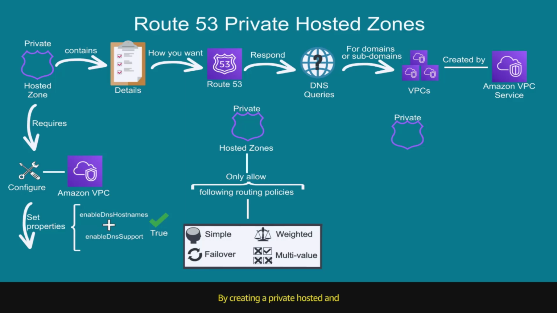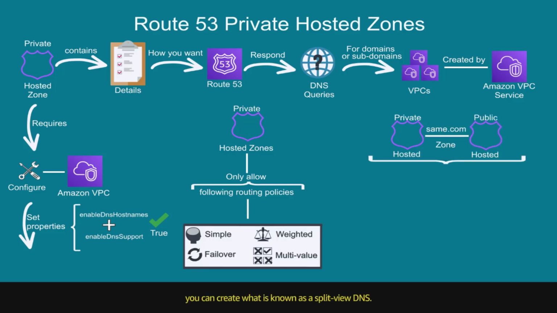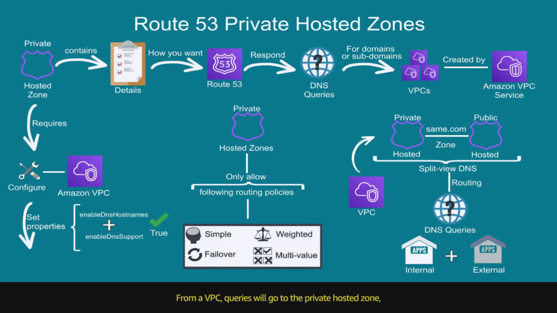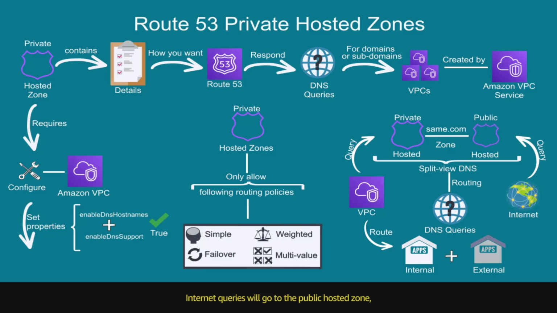By creating a private hosted zone and public hosted zone with the same name, you can create what is known as a split view DNS. Split view DNS allows routing of DNS queries to internal and external resources, depending on the request origin. From a VPC, queries will go to the private hosted zone, and the answer will route back to an internal-facing resource. Internet queries will go to the public hosted zone, and the response will route to an external-facing resource.